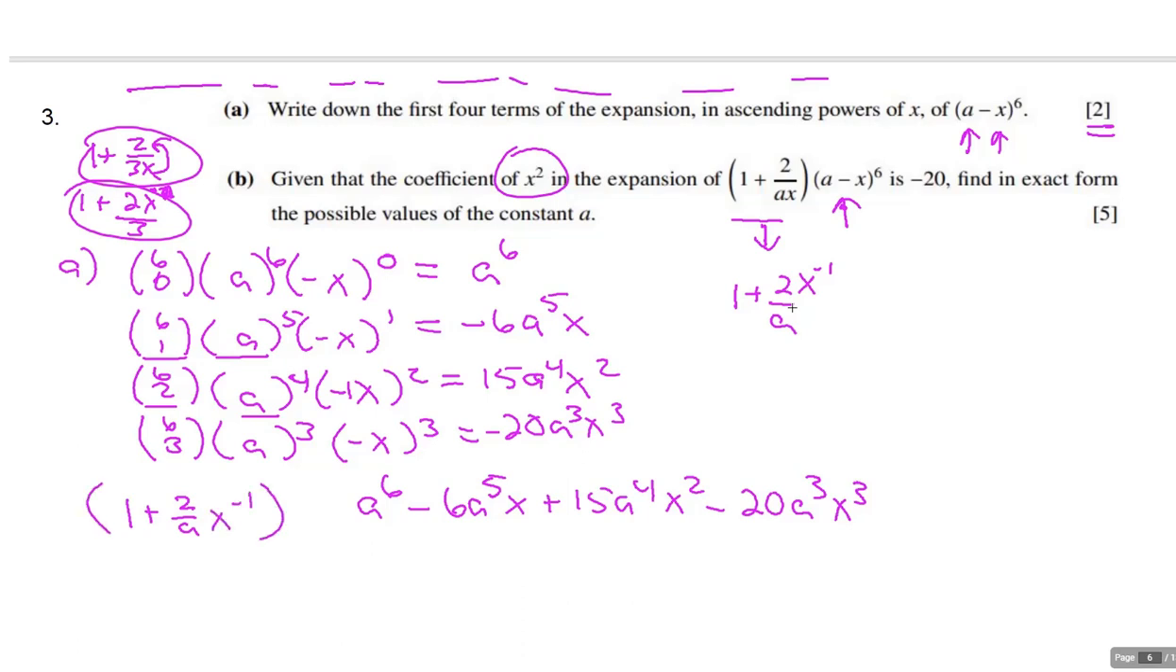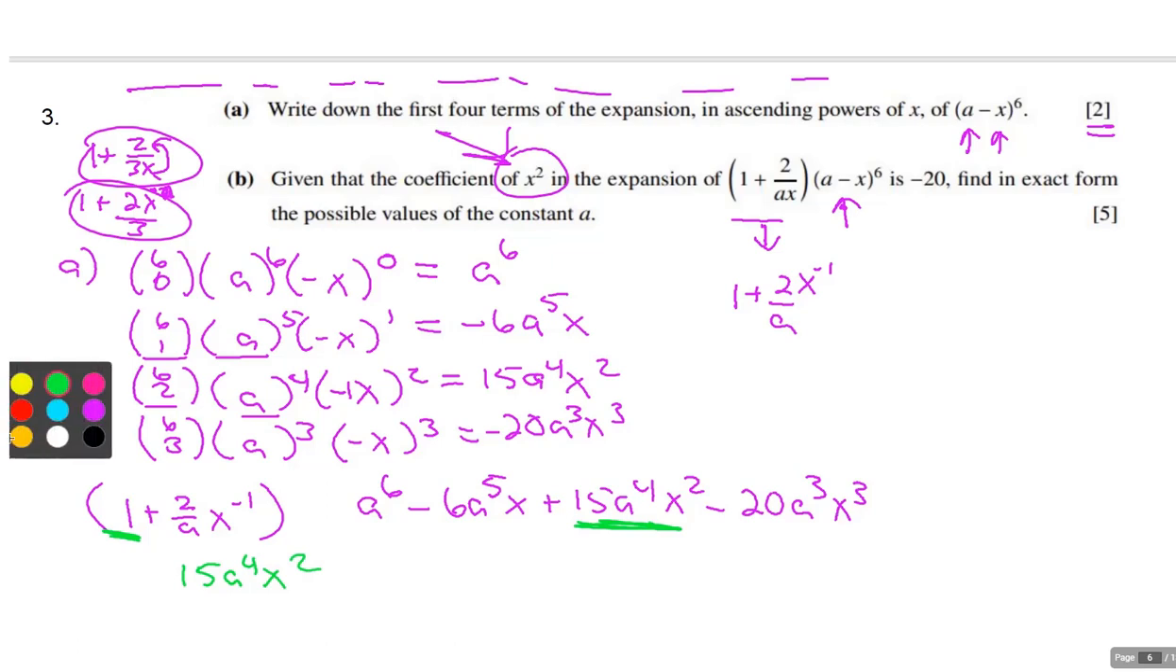So first, what term do I want? X squared. So I'm not going to multiply everything by 1. What's the only one I care about? The one that gives you x squared. So what do I multiply 1 by? 15a. Those two get multiplied together, right? And 1 times that. So that's going to give me 15a to the 4th x squared.